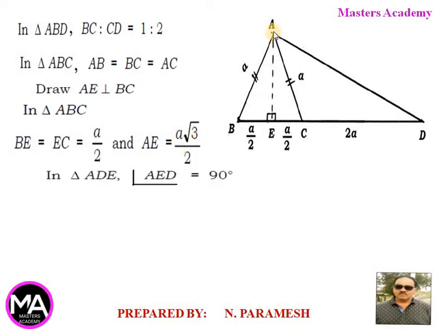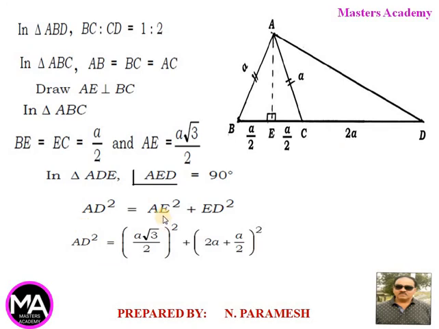In triangle ADE, angle ADE is equal to 90 degree. Applying Pythagoras theorem, AD square is equal to AE square plus ED square. AD square is equal to AE is nothing but A root 3 by 2 the whole square plus ED is nothing but 2A plus A by 2 the whole square.